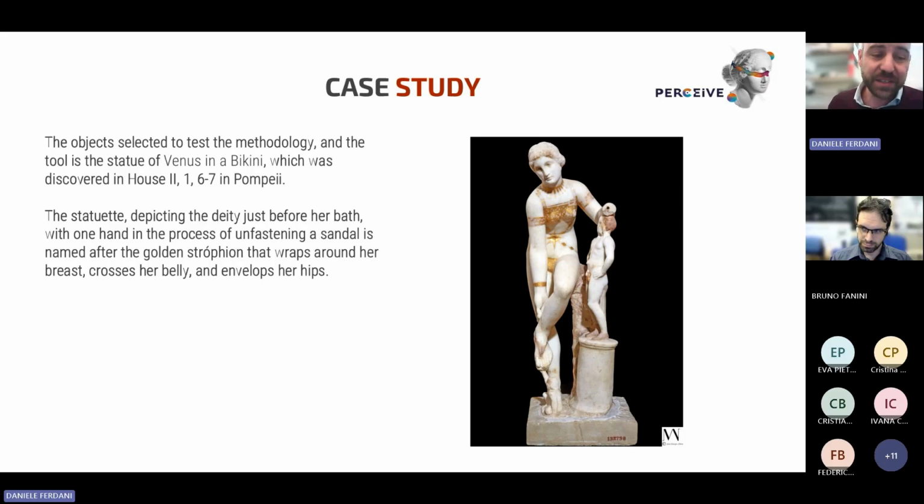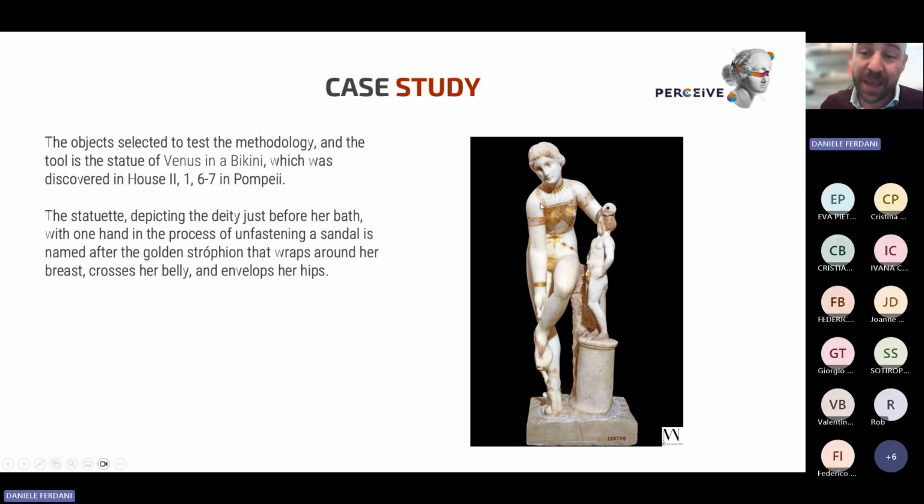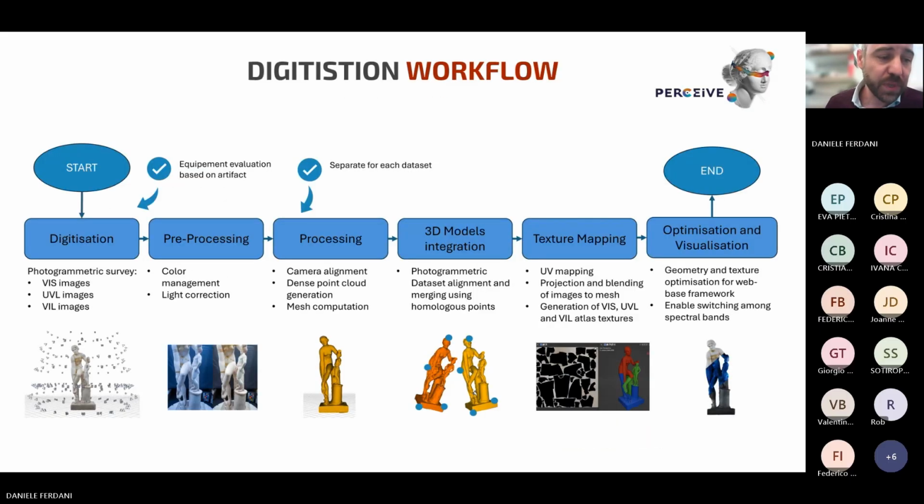These statues, as you can see here in this picture, show the Venus just before the bath. With the right hand she is unfastening one of the sandals, and the nickname Venus in a bikini comes from the golden strophion, this band that covers her chest, which looks like a modern bikini, so that's the reason for the name.